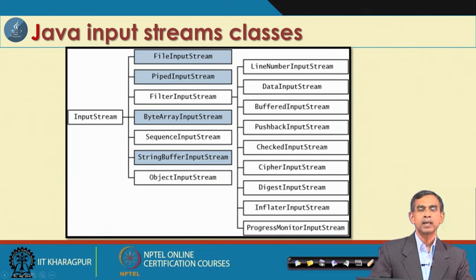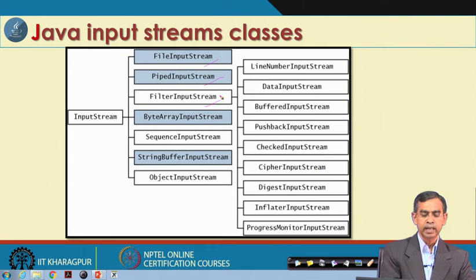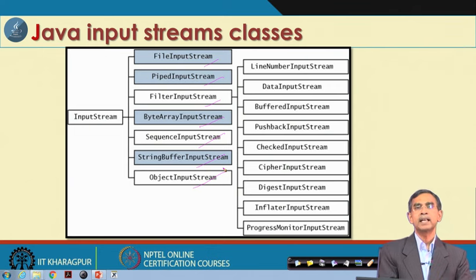Here are the classes that are there in the input stream classes. As you see, a large number of classes are there: file input stream, piped input stream, filter input stream, byte array input stream, sequence input stream, string buffer input stream, and object input stream. So many classes belong to the input stream class because they deal with different inputs in different ways. For example, the byte array input stream class is basically for reading data from an array which is stored in memory.